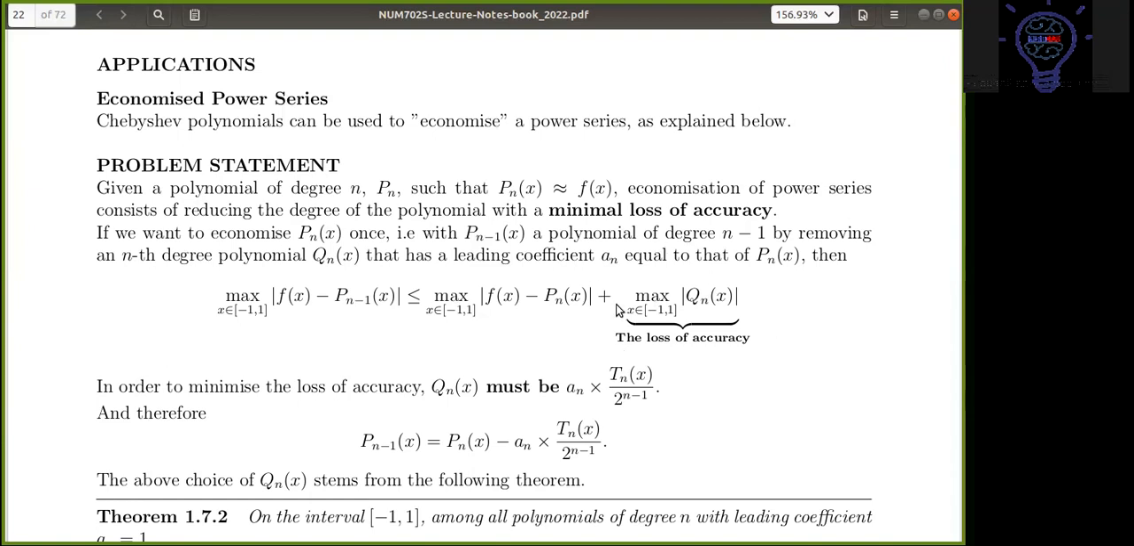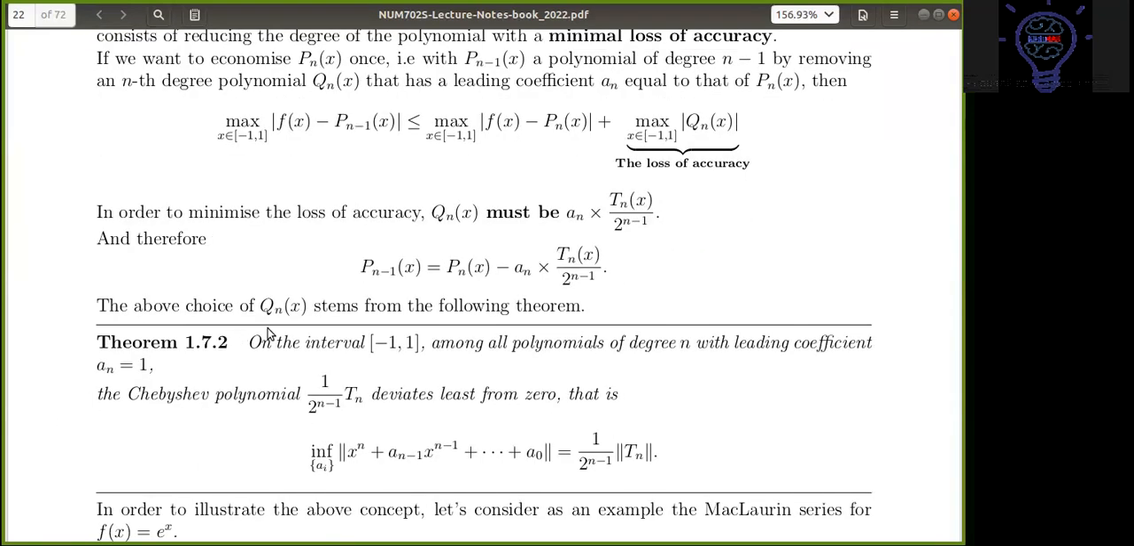So, in order to minimize the loss of accuracy, we need this maximum, that is the infinity error of the polynomial Qn, to be as small as possible. And for that purpose, we want this polynomial Qn to depend on Tn, because we know that Tn minimizes the error. And that is given to us by the following theorem.